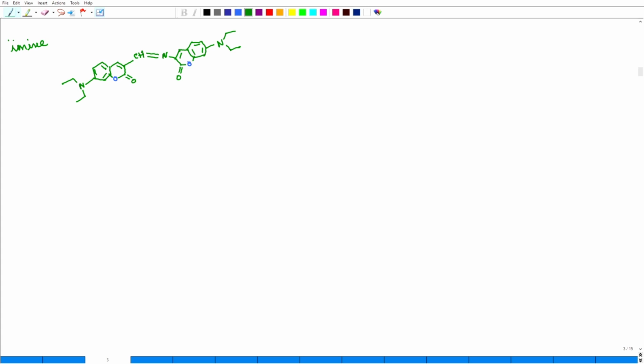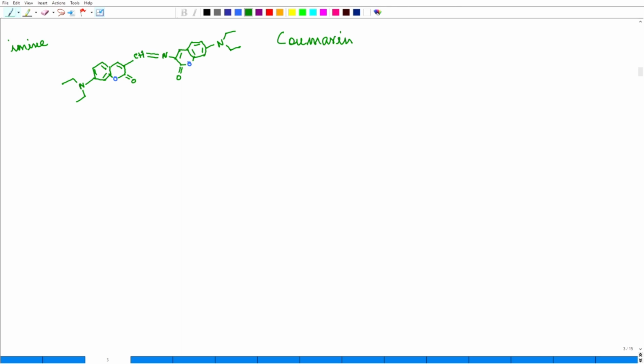This imine linkage we generate, and this takes about half an hour. So, you cook them, you get this. So, this is 1, this is 2, they are 2 coumarin derivatives.